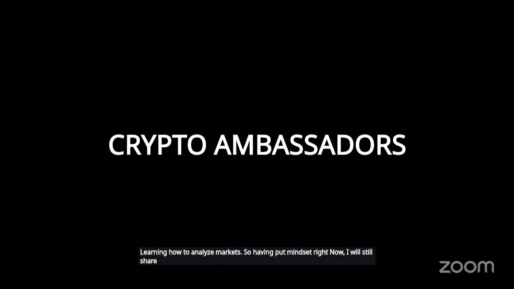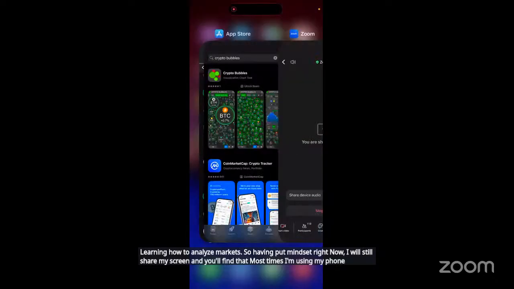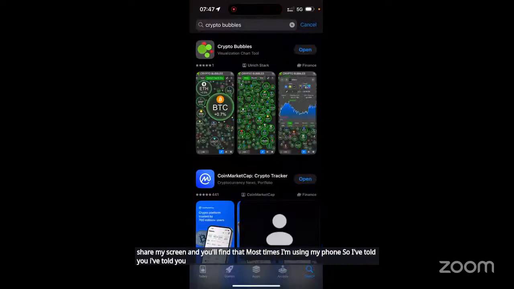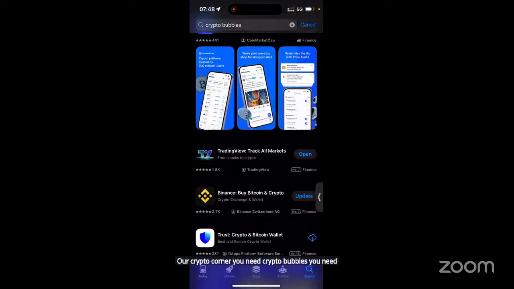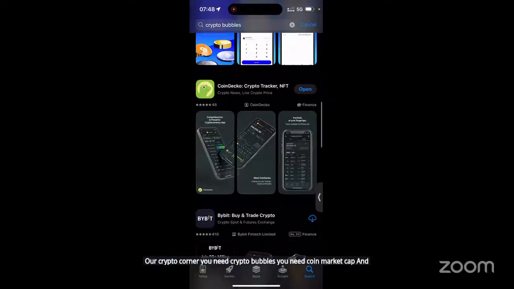So stop complicating your game with I'm looking for money. When I get a laptop, it's when I'll start learning how to analyze markets. So having put mindset right, now I will still share my screen and you'll find that most times I'm using my phone. So I've told you we are adding some more applications onto our crypto corner. You need Crypto Bubbles, you need CoinMarketCap, and you need CoinGecko for the start.